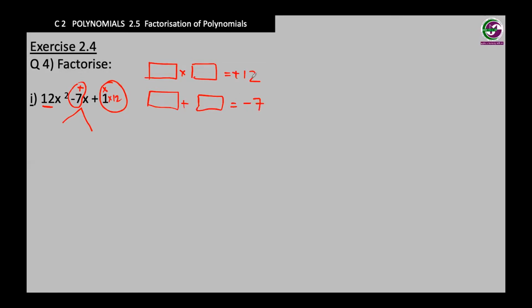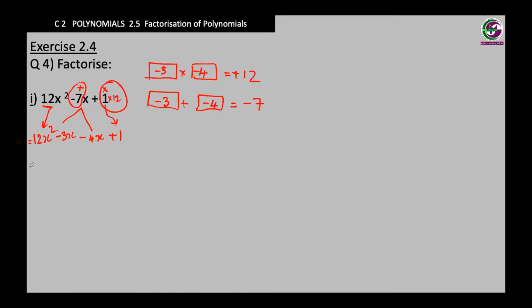Of course, you know 12 is 3 times 4. Yes, 3 and 4 will give you 12 and 3 and 4 will give you 7. Correct, but we need a negative sign. Yes, very good. So we can take negative, negative. Negative times negative is positive 12. Negative 3 plus negative 4 is negative 7. So the numbers are negative 3 and negative 4. So we rewrite negative 3x, negative 4x, which is replaced for negative 7x. And of course, we will complete the first term and the last term.